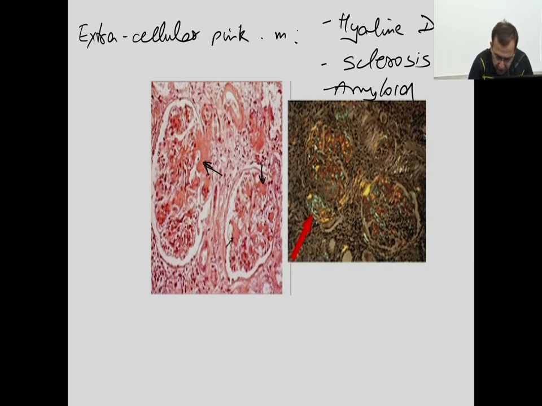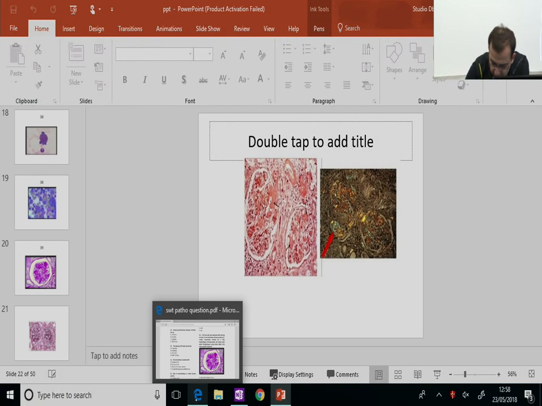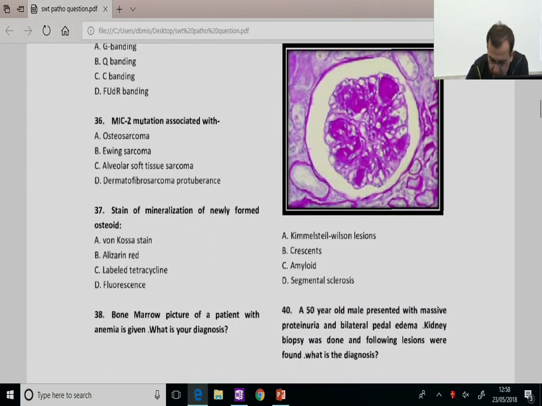How will we differentiate hyaline deposit from sclerosis? Which stain? SM, silver methenamine. You have just seen that. Next, for amyloid, we use Congo red, which here shows the classical apple green birefringence under polarized light. So this is amyloidosis, amyloidosis kidney. Done. So we have taken care of all the four options, that is KW lesions, crescents, amyloid, and segmental sclerosis.